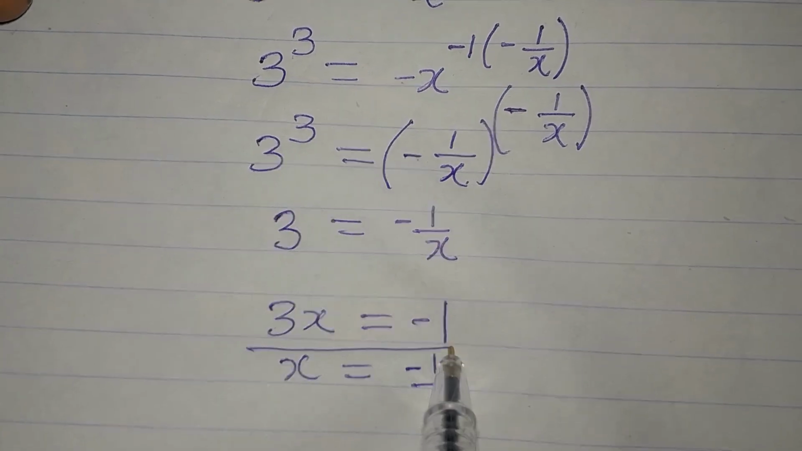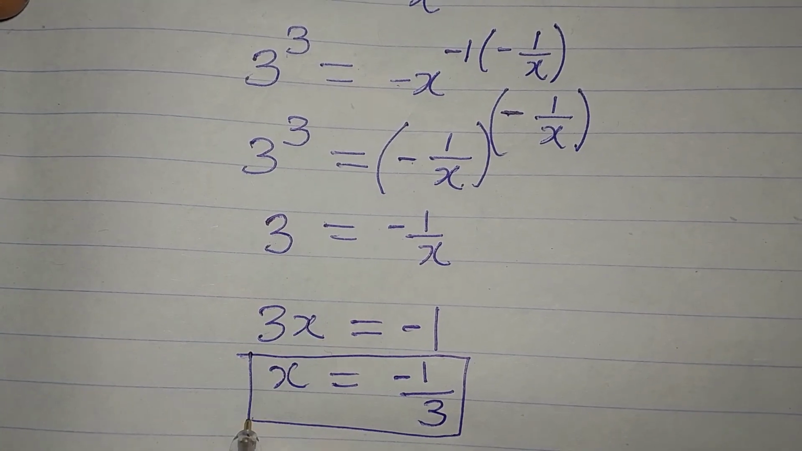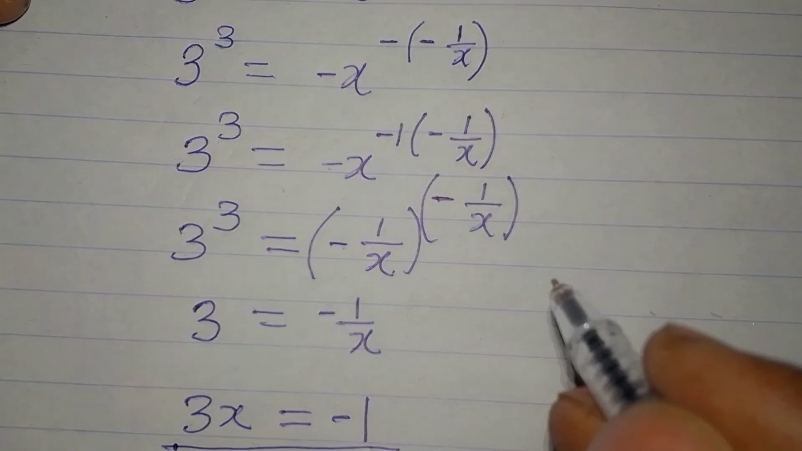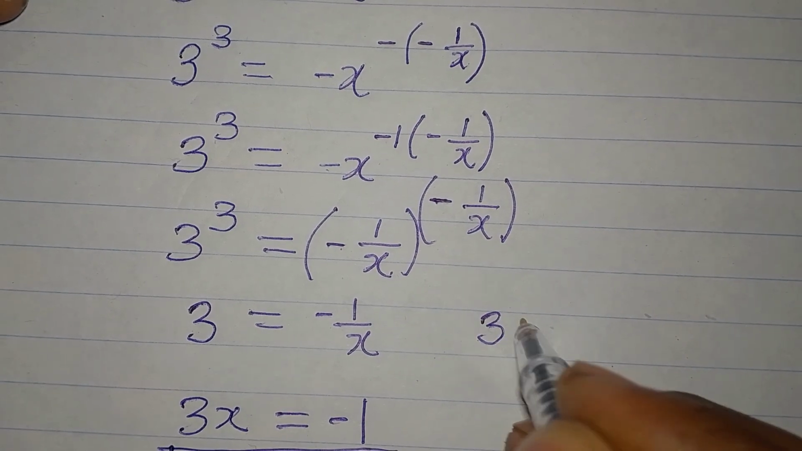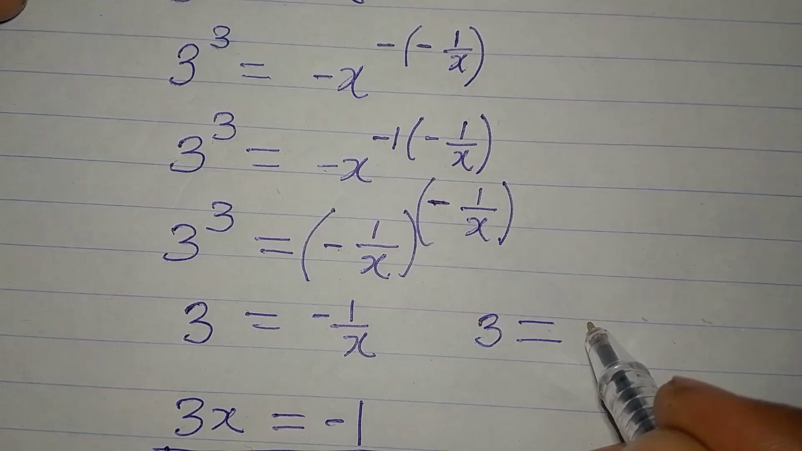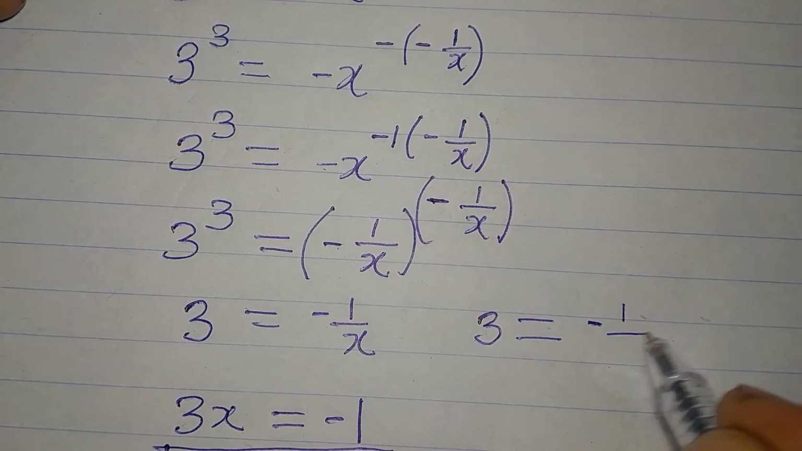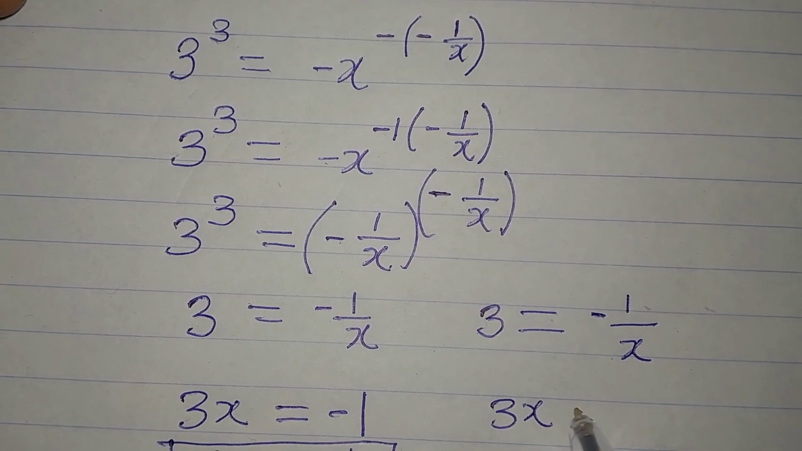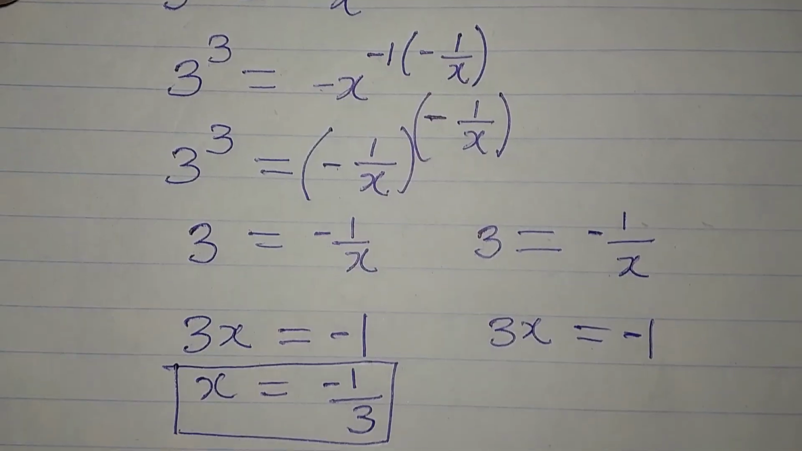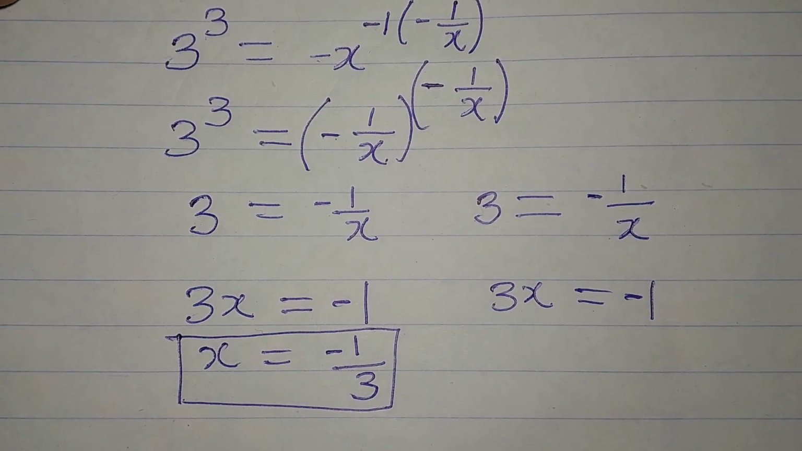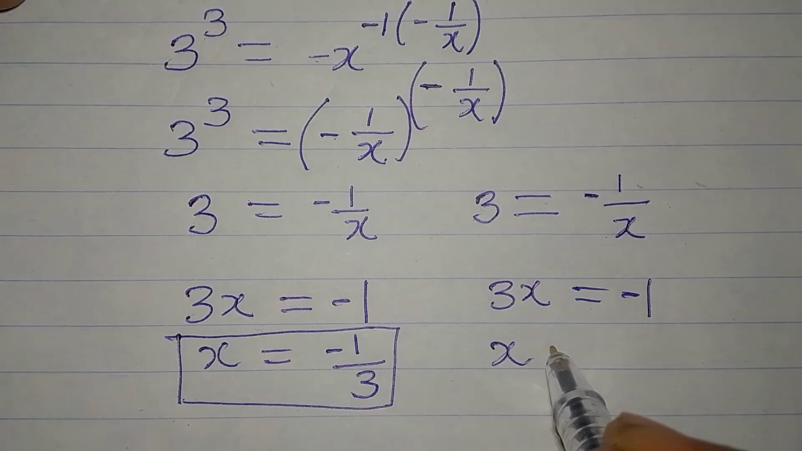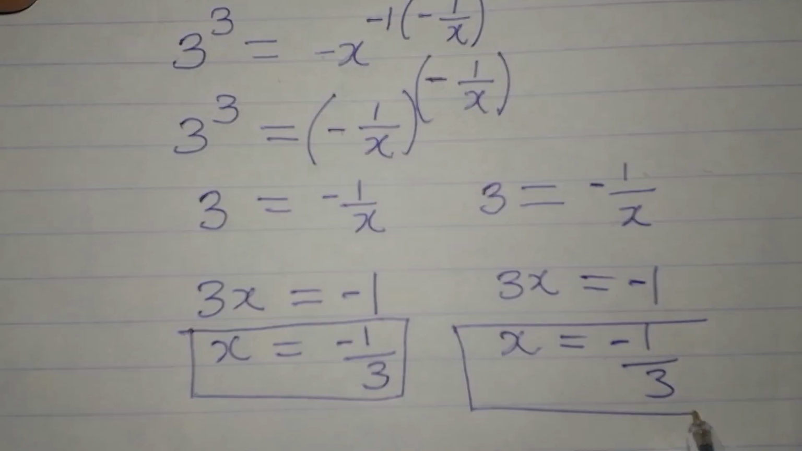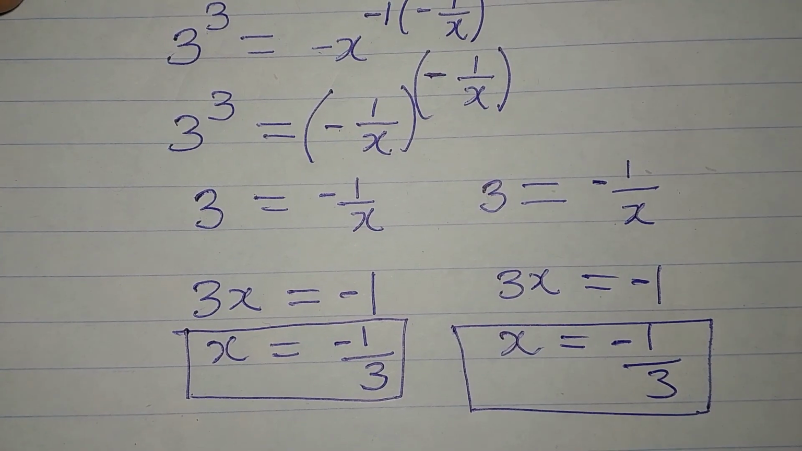Now this is from the base. Let's go straight to the power. The power on the left is still 3, so we will write 3 again, and it will be equal to the power on the right, which is minus 1 over x. Cross multiply again, we have 3x equal to minus 1. And this means that our x is minus 1 over 3. So the value of x remains the same.